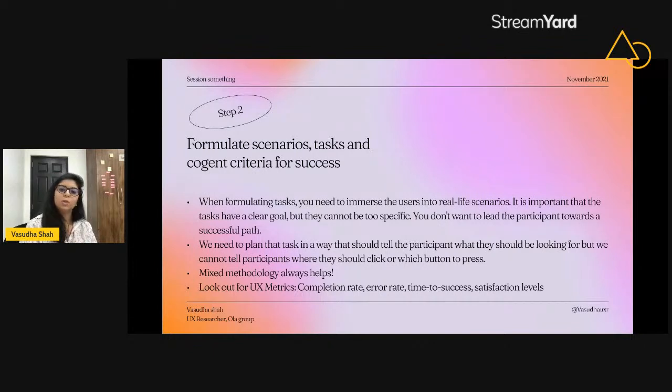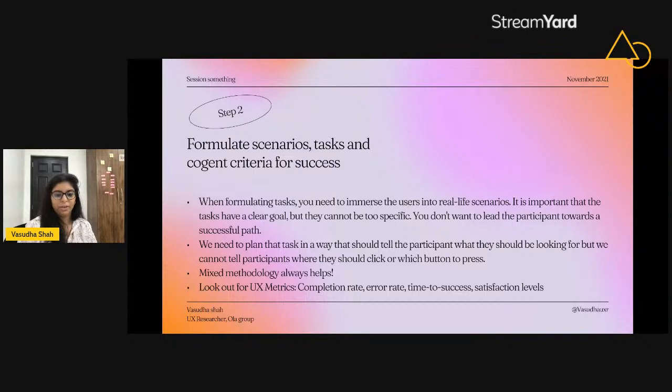Probably you can also mix qualitative and quantitative research, maybe conduct a quant survey, and then also conduct one-on-one interviews. That also helps. Or one-on-one user interviews plus usability testing. So that also helps. So try to have as mixed a methodology of a research process as possible.